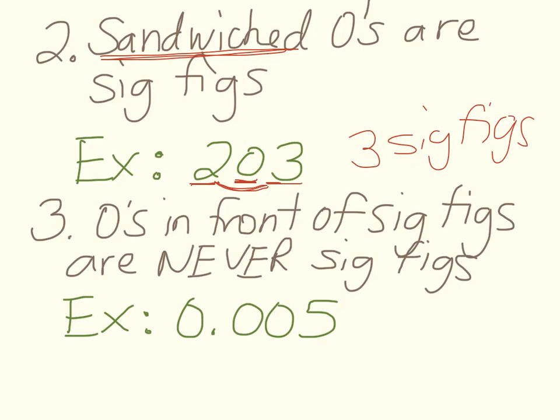Okay, the next rule we're going to go over is zeros that are in the front of sig figs, also called leading zeros. These are never going to be significant. So for example, we have 0.005. That's a lot of zeros, so people tend to want to count those. But none of these are significant. The only significant figure in this whole number is going to be 5 because it follows rule number 1. It's a non-zero number. So this number actually only has 1 sig fig in it.